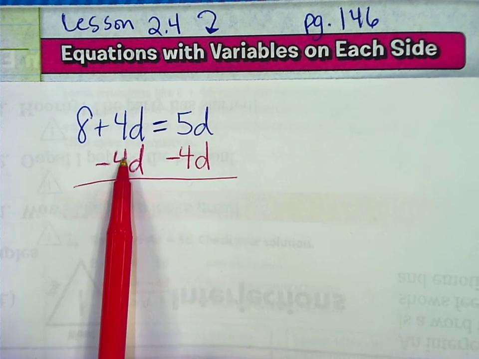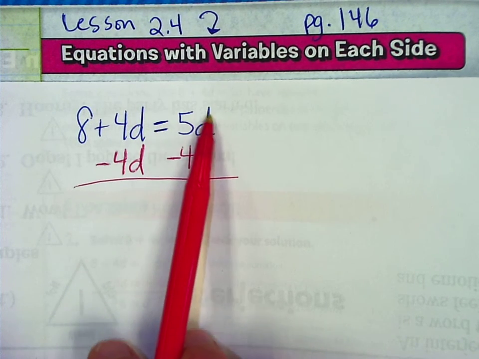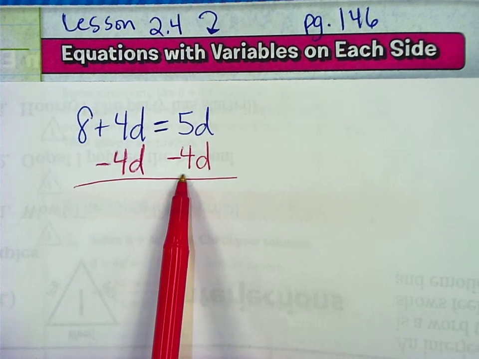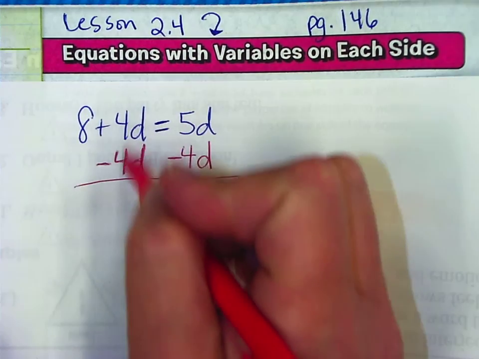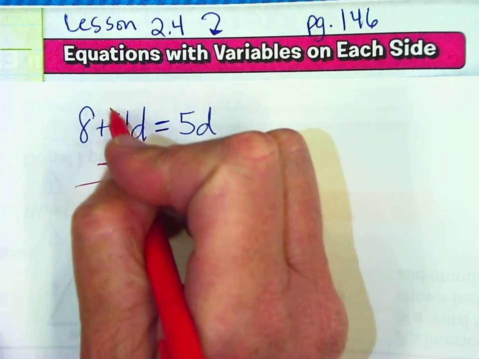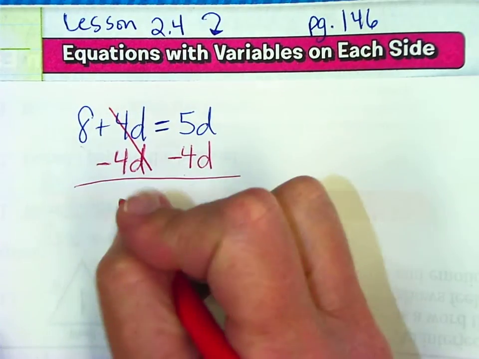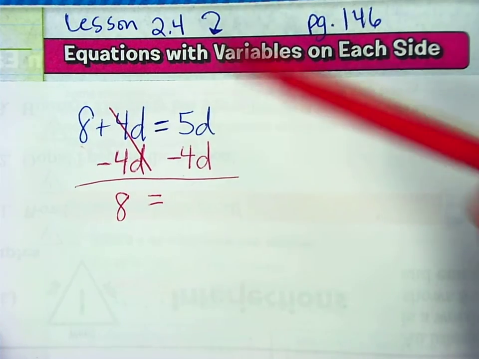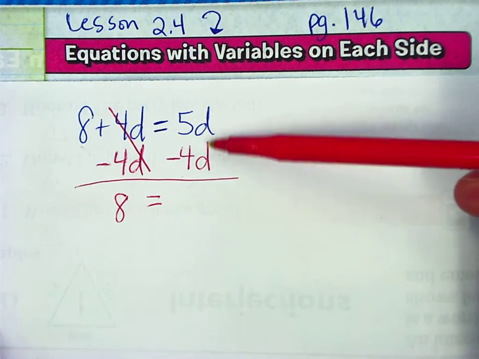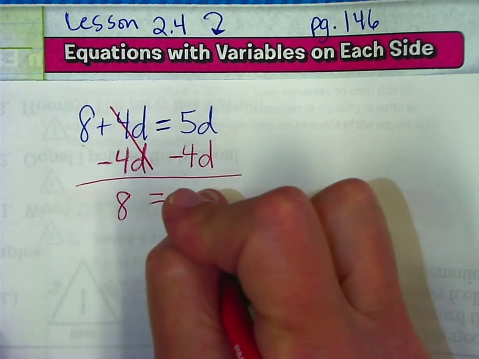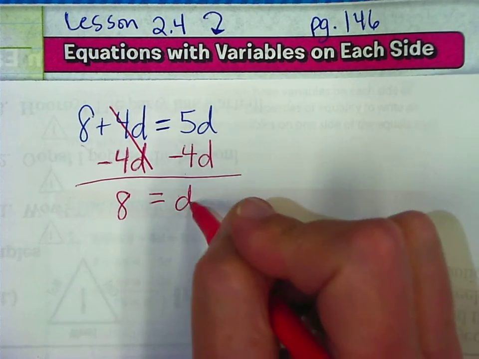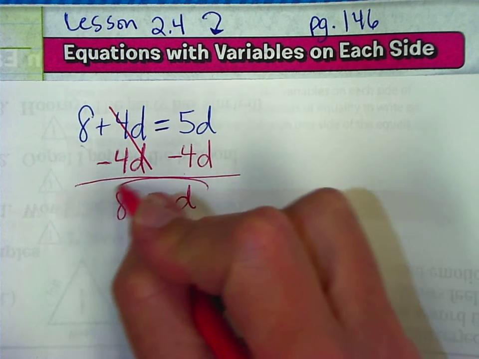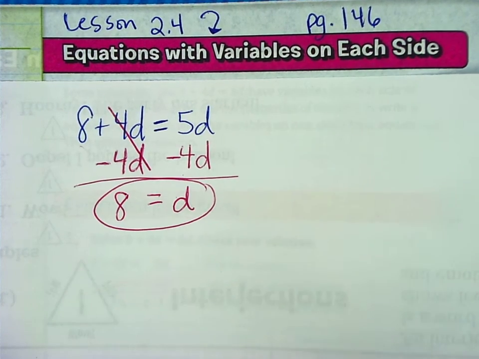So if I take this 4d and do the opposite and move it to the opposite side, think, if you're moving it to the opposite side, you're going to do the opposite operation. These 4d's cancel each other out. A positive and a negative of the same thing added together equals 0. So you're going to bring down what you have left, which is 8. Bring down your equal sign, and now combine these two. I have 5d take away 4d is 1d, and I don't need to put the 1 in front. That is 1d right there. And I've solved it. I know what 1d equals, and it's 8.